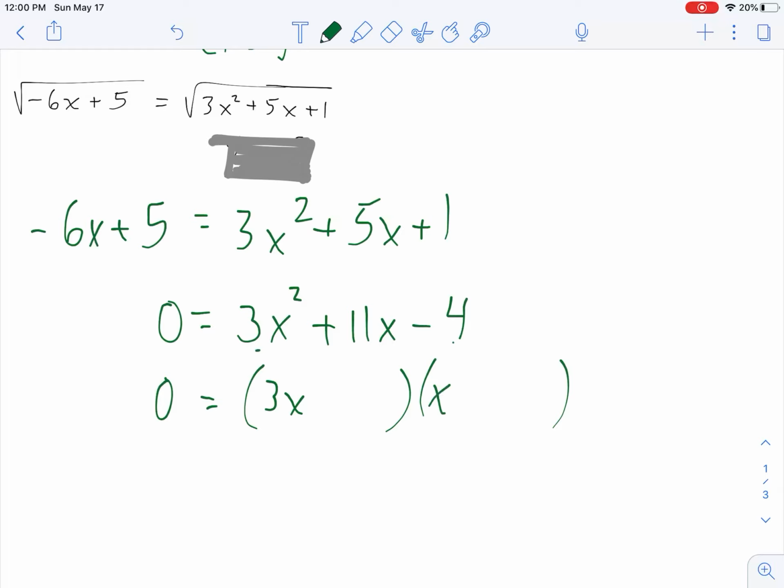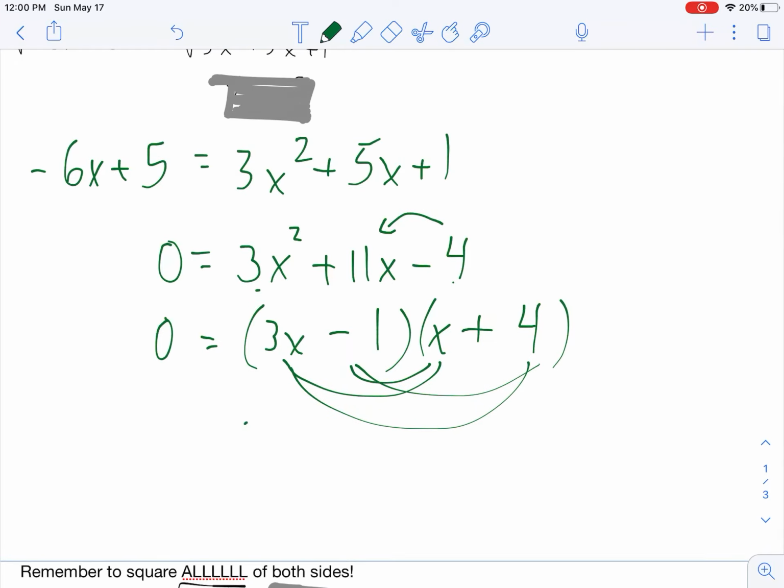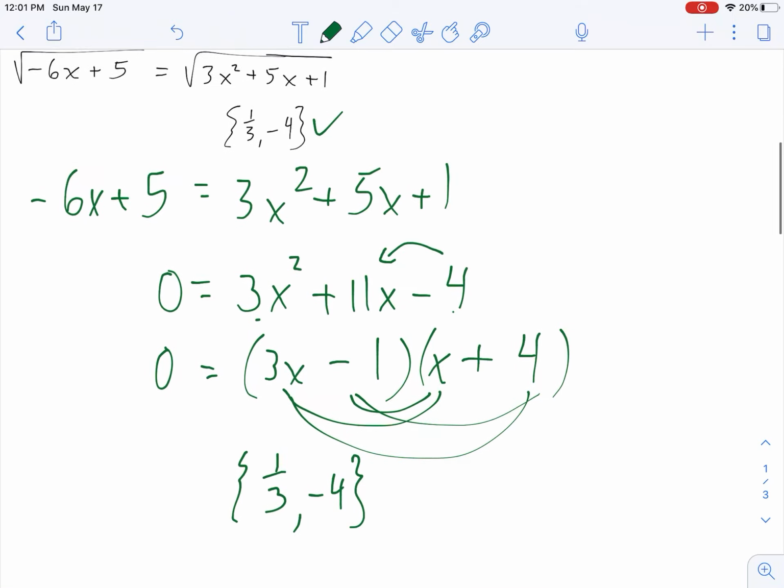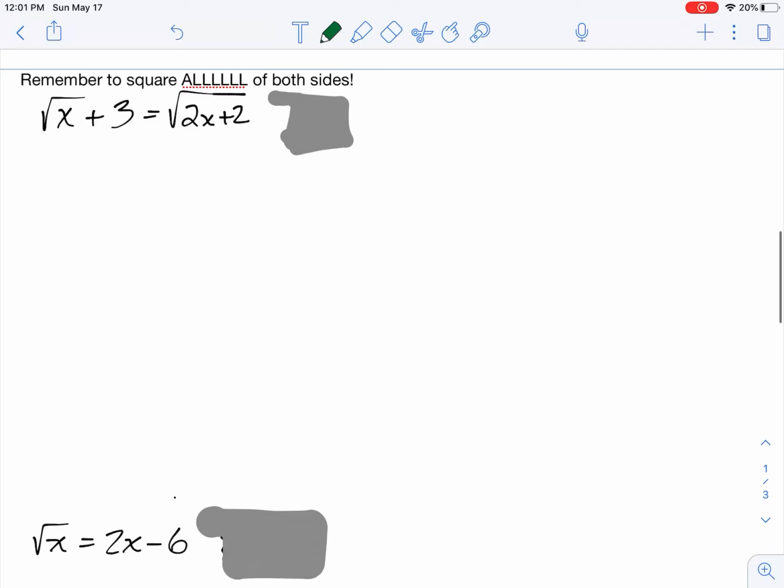I'm looking at the 3 and now at the 4, and I'll get somewhere close to 12. So I'm going to try this. So I'd get 3x squared plus 12x minus 1x minus 4. Okay, cool. So I set each of those equal to 0, so my solutions would be 1/3 and negative 4. Now, it's really important that I go back and check those. Based on my notes, they're correct, but it's important that you guys plug this back in and check them. I'm not going to do that in this video, but just so you know, you want to be careful of extraneous roots.